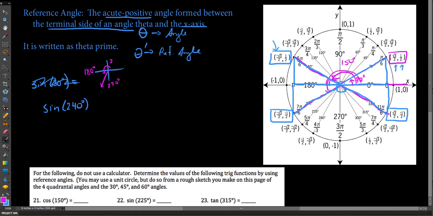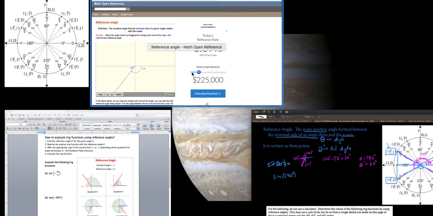Let me try to fix that a little bit here. 240 degrees. The question is, what is the angle that my terminal side is making with the x-axis here? A real quick calculation: we could take our entire 240 and subtract off our 180. It means that it's leaving behind a 60 degree angle. So this means that if our given angle theta is 240 degrees, then theta prime, or its reference angle, is just 60 degrees.